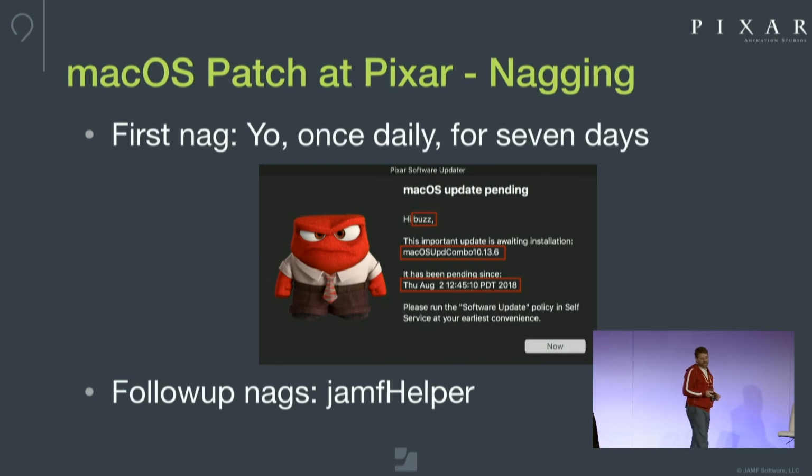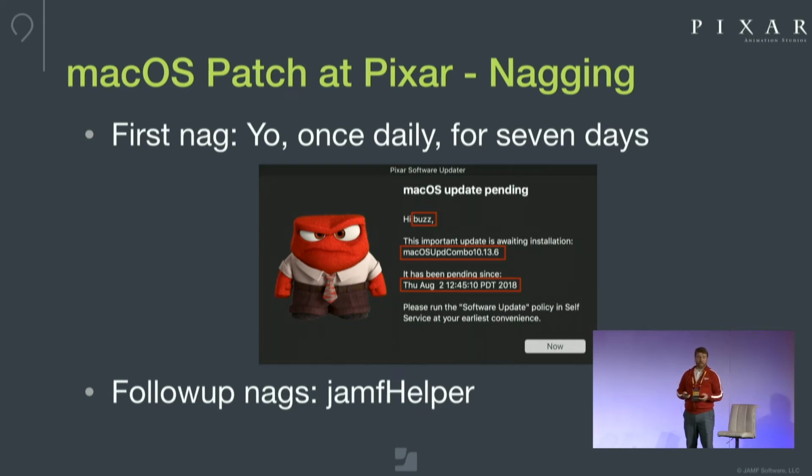So these 3 items in this dialog are dynamically generated when the script runs that is doing the nag. First is "Hi Buzz." Buzz is the active console user. The second one is the macOS update combo. That's the string that is the package that's waiting to be installed. We're using combo updaters, so they apply to all necessary releases or existing flavors of previous OS.